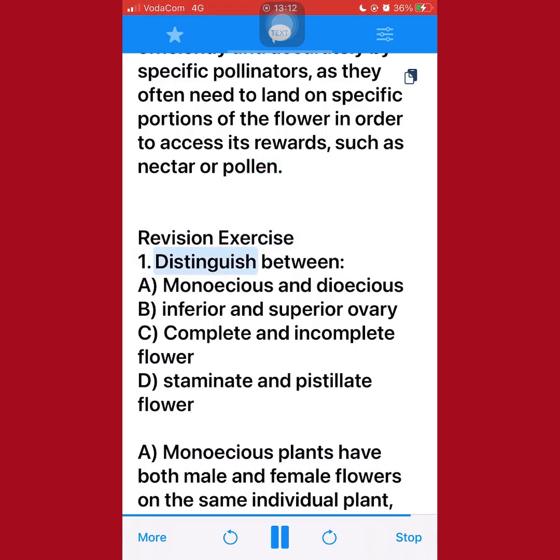Revision exercise. 1. Distinguish between A. Monoecious and dioecious. B. Inferior and superior ovary. C. Complete and incomplete flower. D. Staminate and pistillate flower.